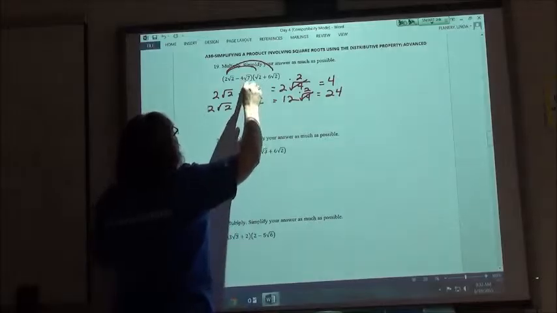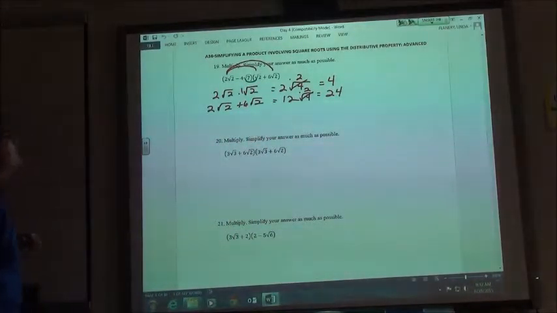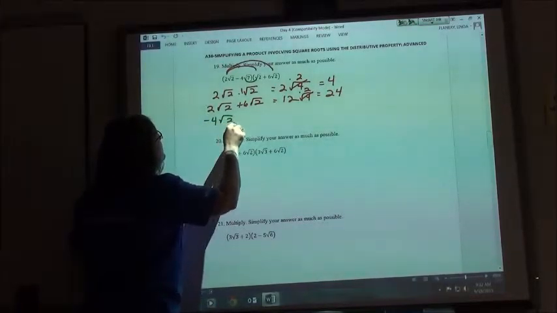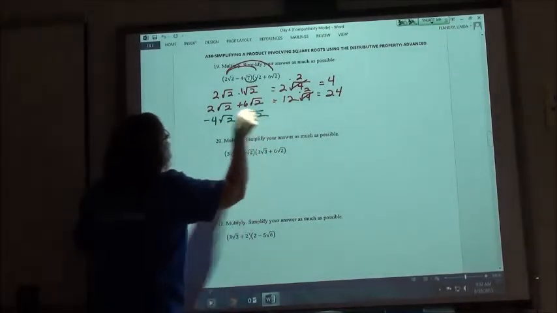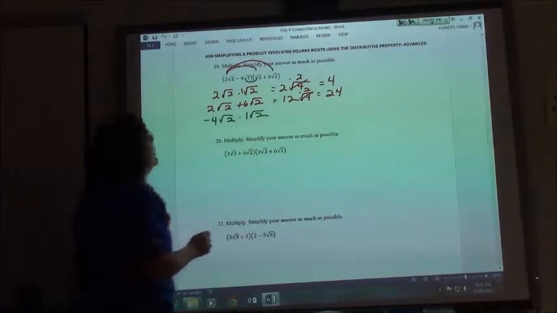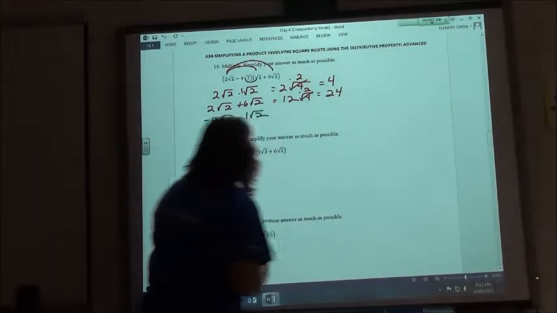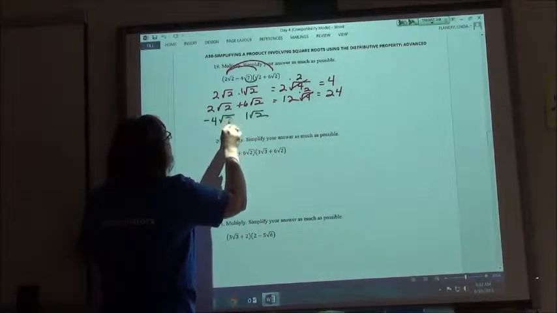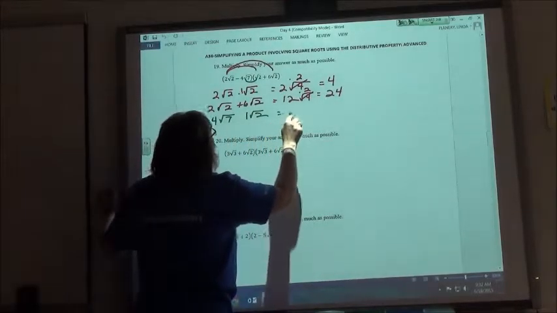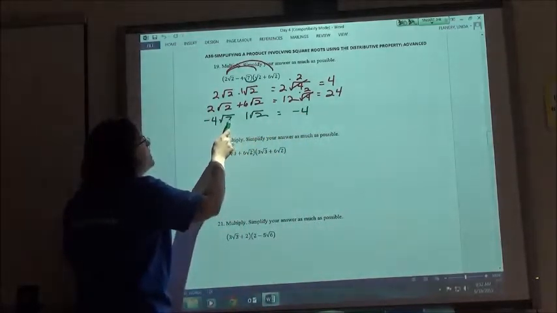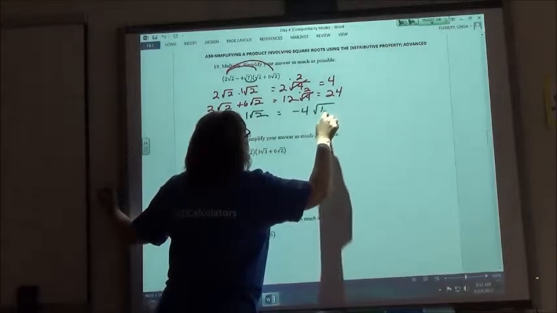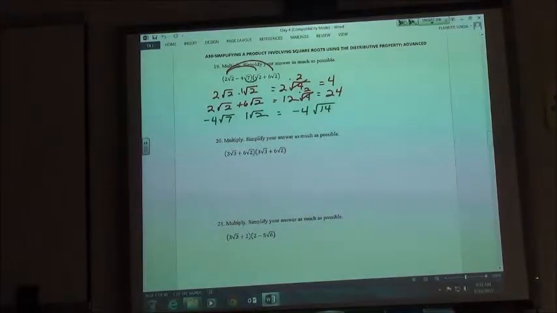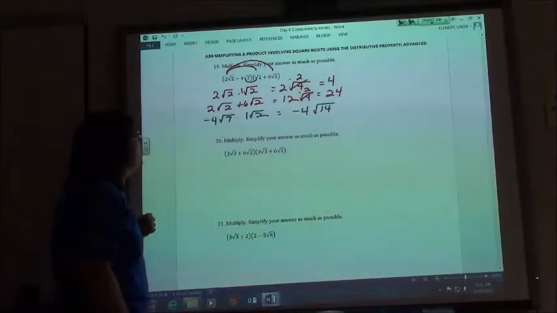Then we're going to do the inside pair. So negative 4 square root of 7 times the square root of 2. So negative 4 square root of 7 times 1 square root of 2, if you want to add the 1 in front, gives me, I wrote a 2 instead of a 7. So negative 4 times 1 is negative 4. Square root of 7 times the square root of 2 is the square root of 14. 14 doesn't have any factors other than 1 that are perfect squares, so I can't simplify that any farther. I'm going to leave that one alone.